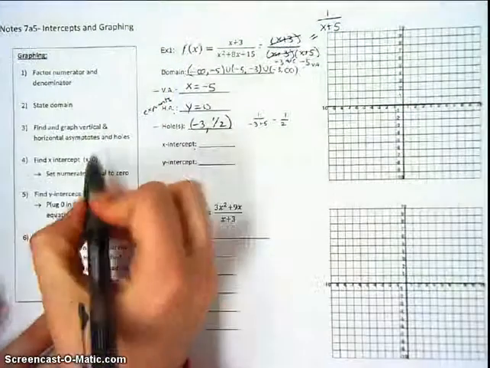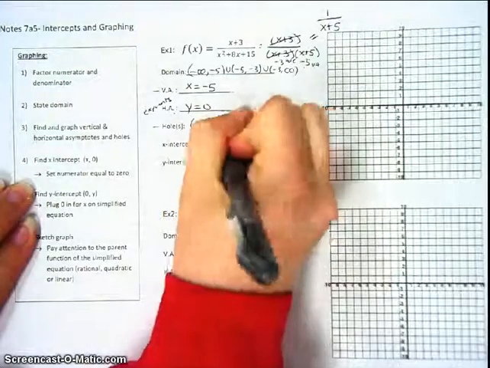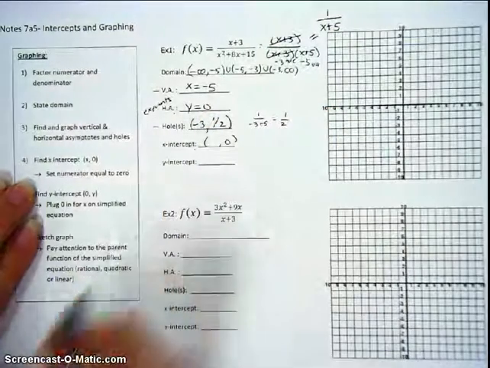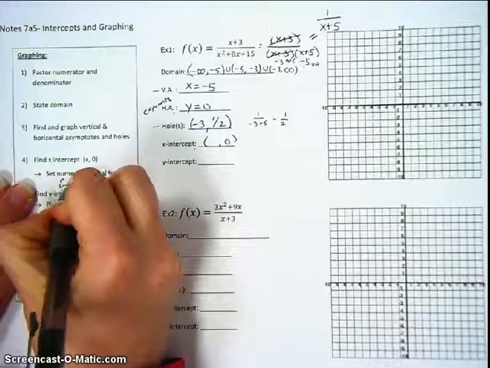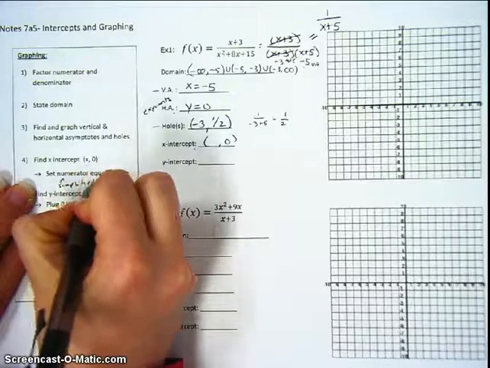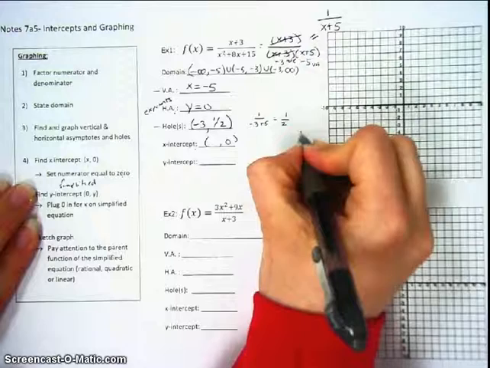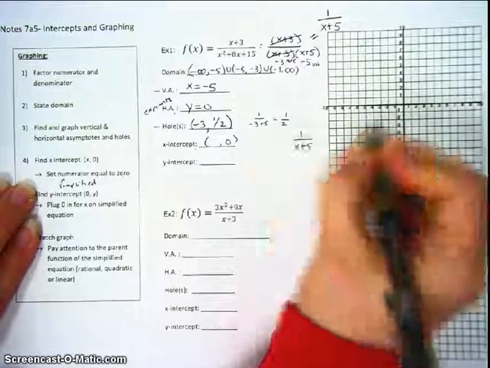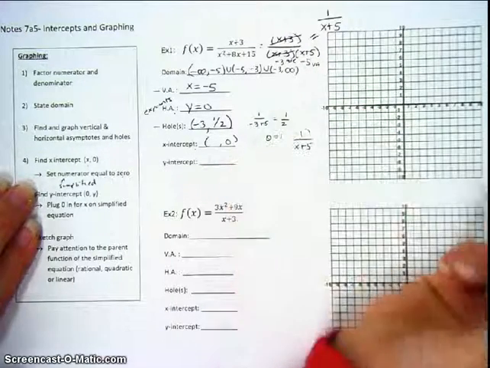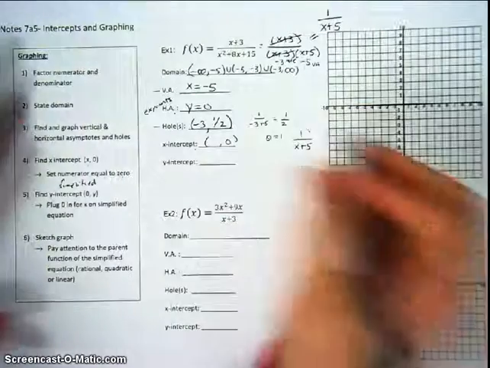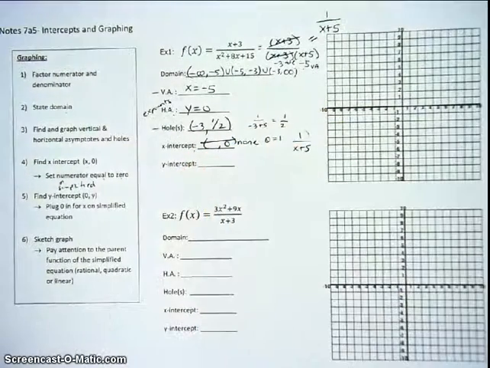Now, to find the x-intercepts. So x-intercepts are at something comma 0. So something comma 0 is what we're going to plug into. We're going to set the numerator, this is the simplified, equal to 0. So when we look at it, my simplified is 1 over x plus 5. We set the numerator equal to 0, that would be 0 equals 1, which does not make any sense at all. So in actuality, we do not have an x-intercept.